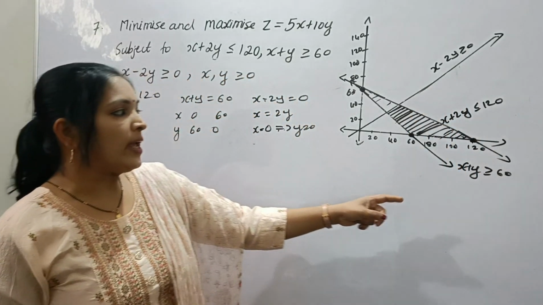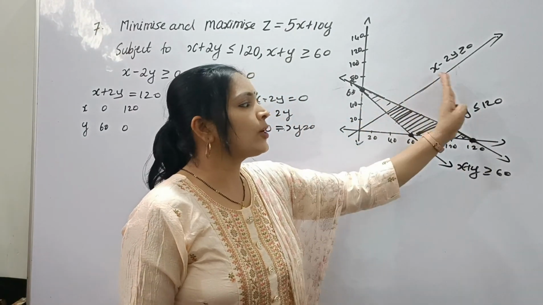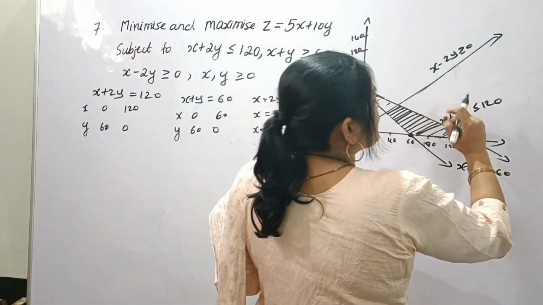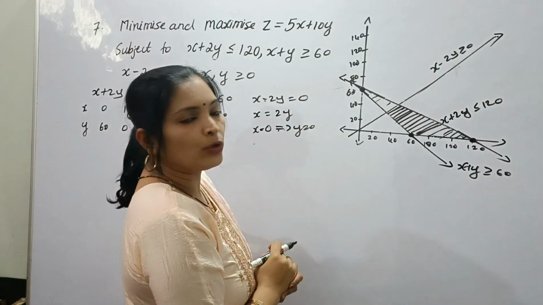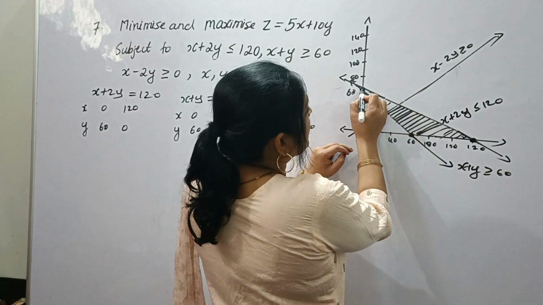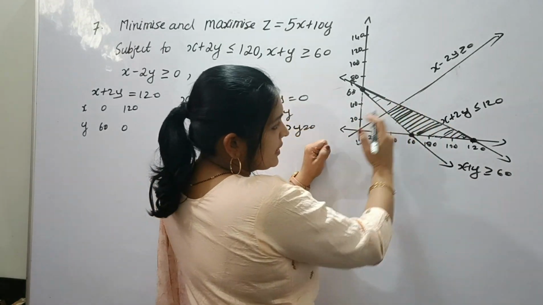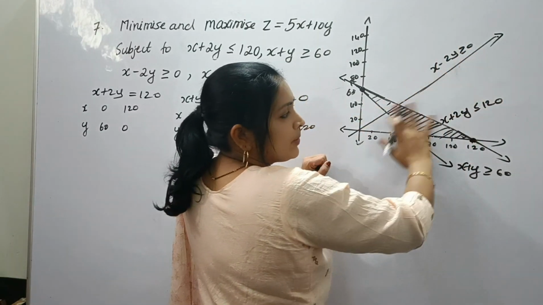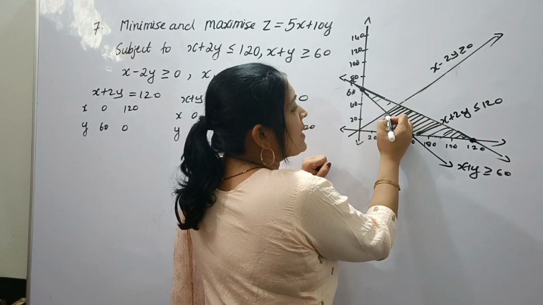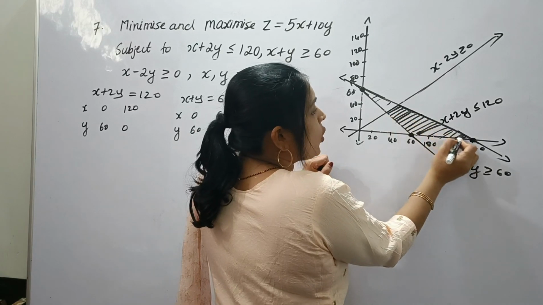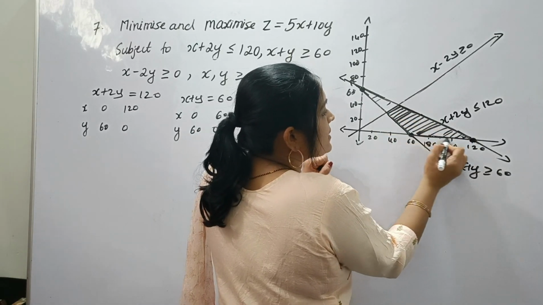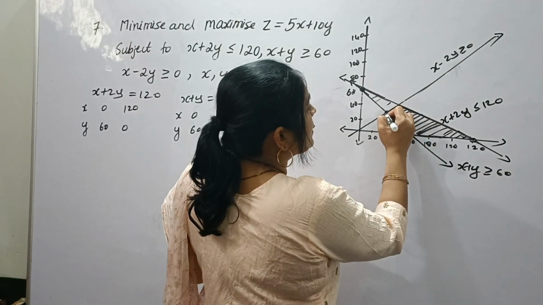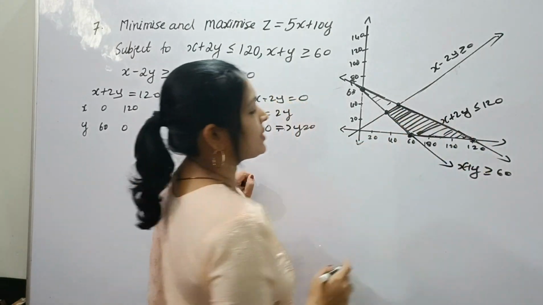That is, x + y ≥ 60 is outside from this line, and x + 2y ≤ 120 is this region towards the origin, and x − 2y ≥ 0 is this region. So the common region, the feasible region, is this one. So what are the points? Corner points. See, these are the corner points.